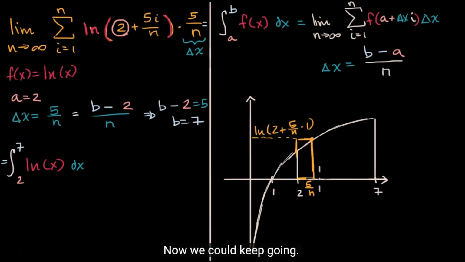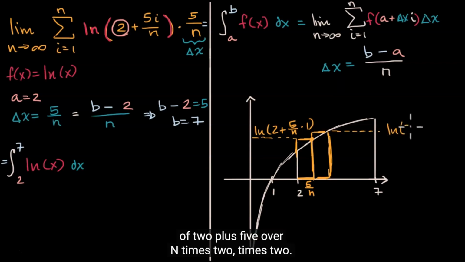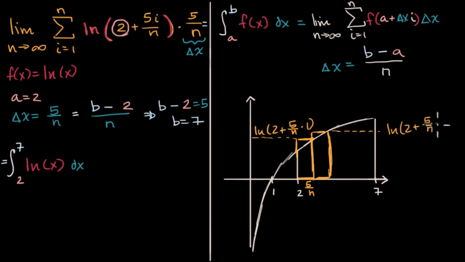And we could keep going. This one right over here, the width is the same, 5 over n. But what's the height? Well, the height here is going to be the natural log of 2 plus 5 over n times 2. This is for i is equal to 2. This is i is equal to 1.